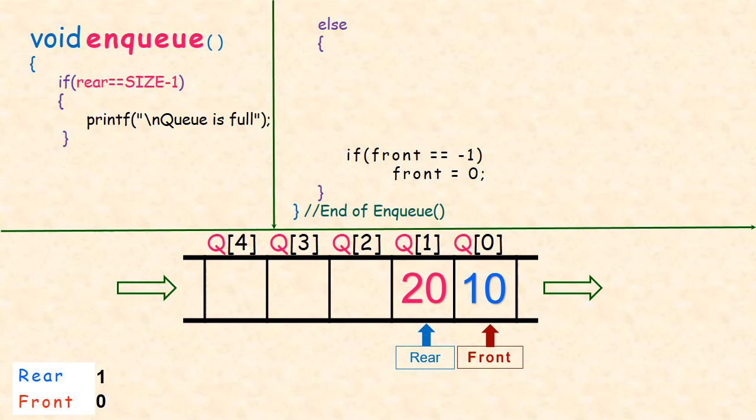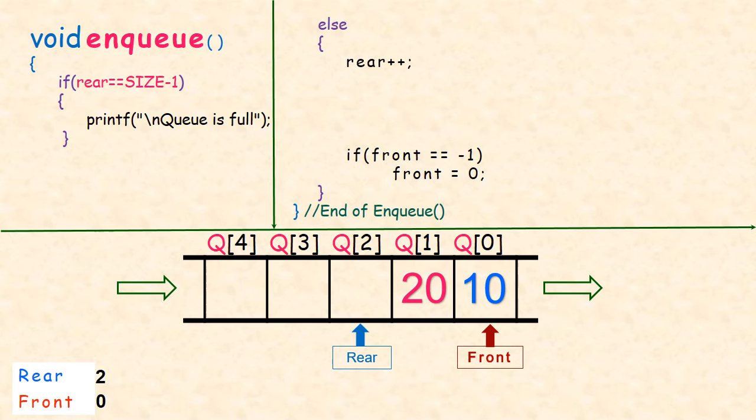Okay, now rear is pointing to the second element of this array. Front will stay the same because we are not doing deletion, we are doing the NQ operation, that is insertion, so only rear will be incremented. So rear is incremented, previously 1, after incrementation rear will become 2. Okay, so rear will point to q of 2.